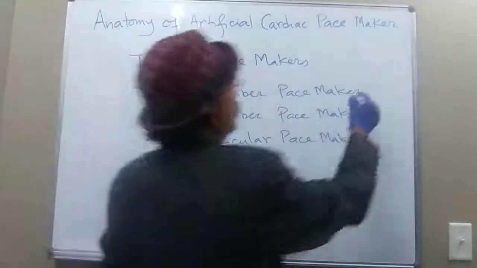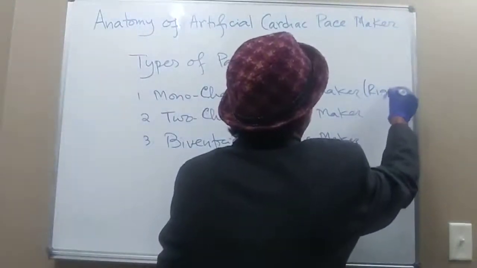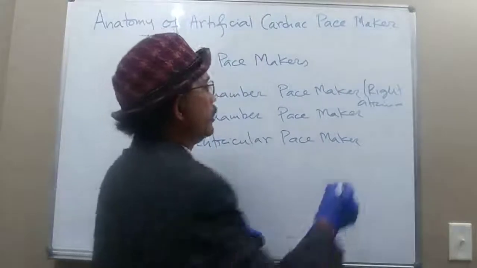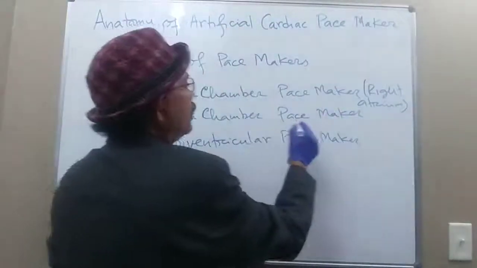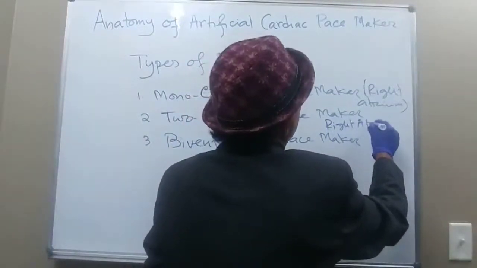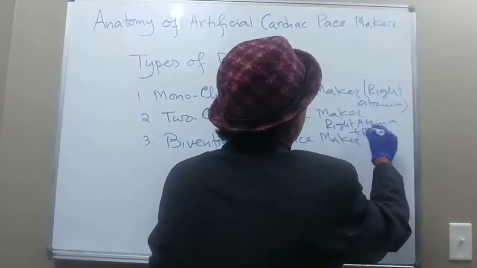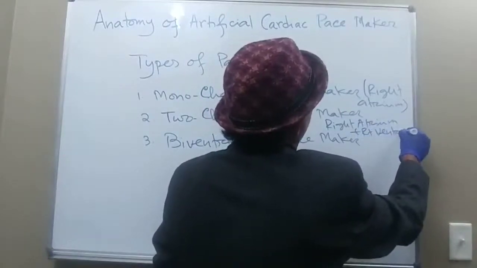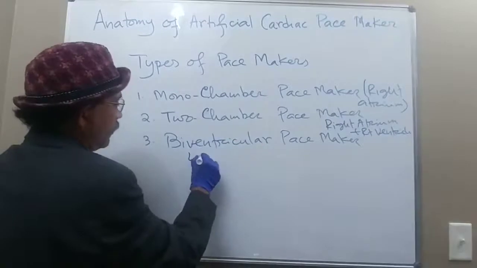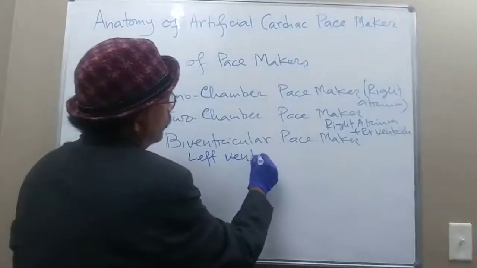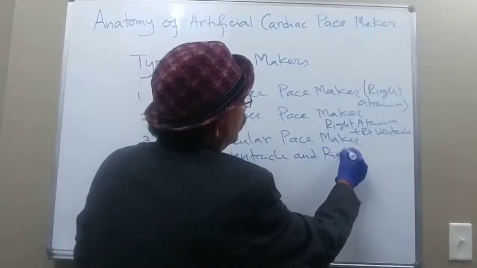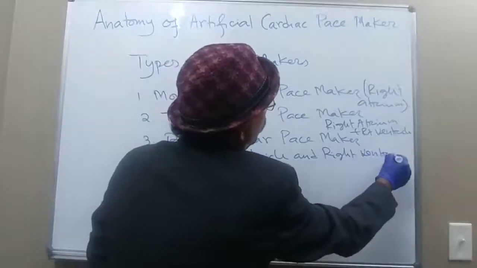The mono chamber pacemaker is placed only in the right atrium. The lead, the wire, will be in the right atrium. The two-chamber pacemaker will usually be right atrium plus right ventricle. The biventricular pacemaker is placed in the left ventricle and right ventricle.